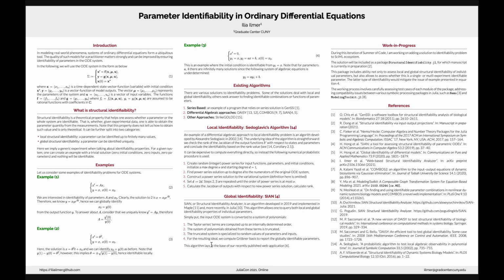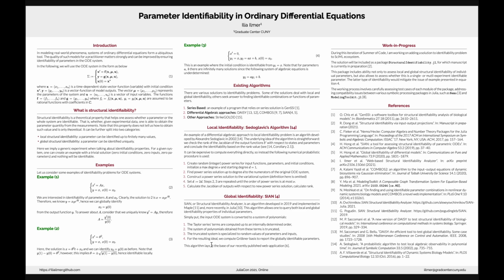There are two types of structural identifiability. There's local, when we can identify a parameter up to finitely many values, and global, when a parameter can be identified uniquely. Multiple existing algorithms solve the problem of identifiability. Some of them rely on power series, others rely on differential algebra.